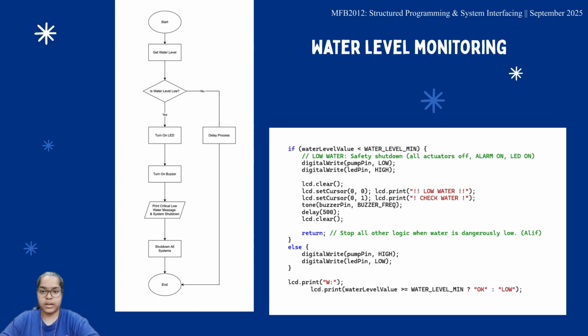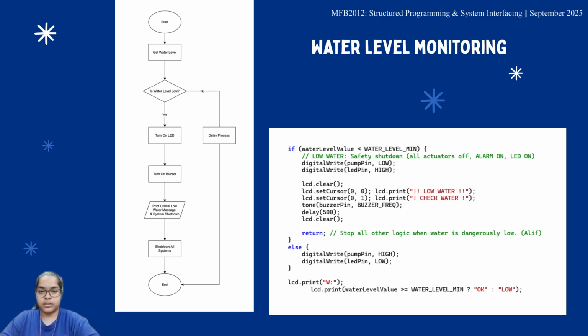digitalWrite(ledPin, HIGH) turns the warning LED on. lcd.clear() clears the LCD screen. lcd.print low water and check water displays a critical warning message on the LCD. tone(buzzerPin, buzzerFrequency) activates the buzzer, and delay(500) pauses for half a second. The LCD clears the screen again, likely to flash the message. Return is used to stop all further logic in the current function or loop iteration to prevent any component from running while the water level is dangerously low.